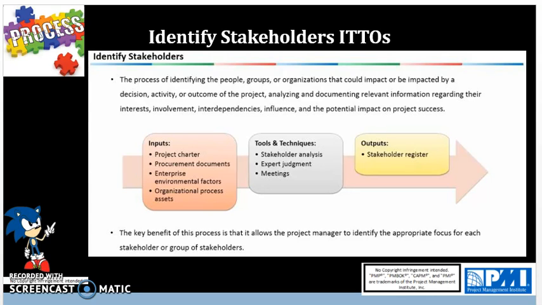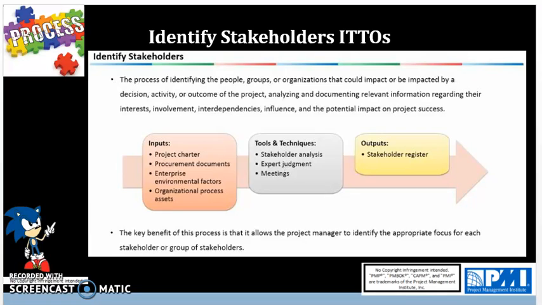So now we'll be going over the ITTOs for identify stakeholders. And it is the process of identifying people, groups, or organizations that could be impacted or could impact the project. So keep in mind that those are the two different types of stakeholders. They could impact or be impacted. And essentially for inputs, we have project charter, which is coming from the earlier process in integration, the first process of develop project charter, which must be signed off before moving forward.